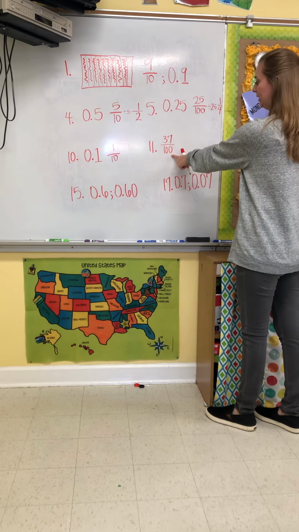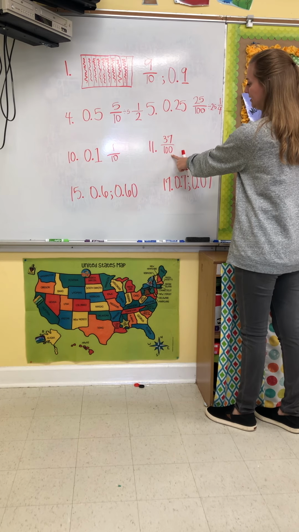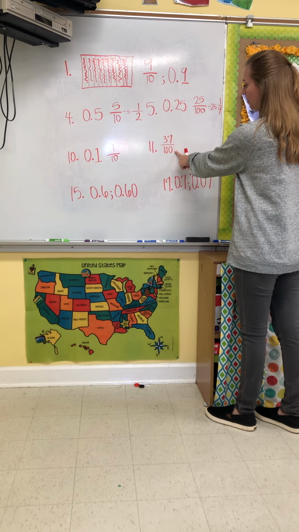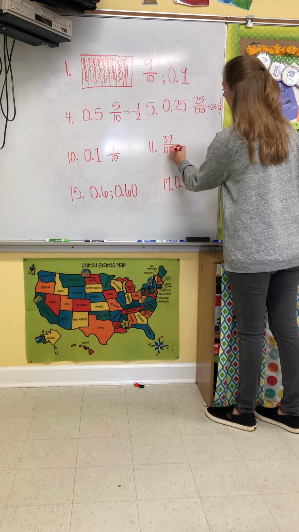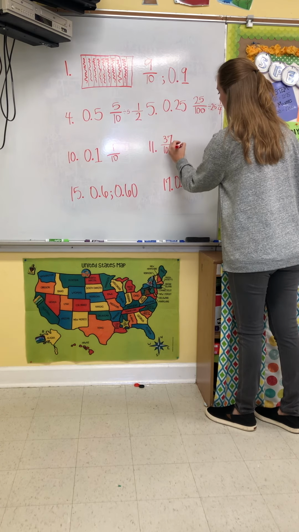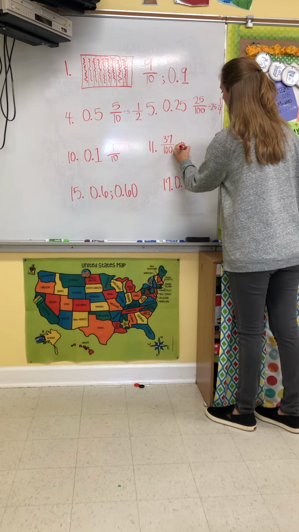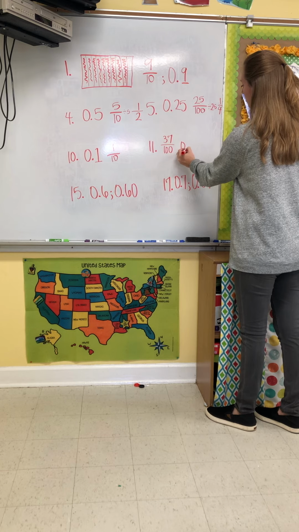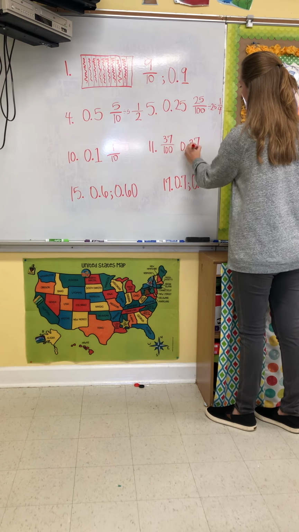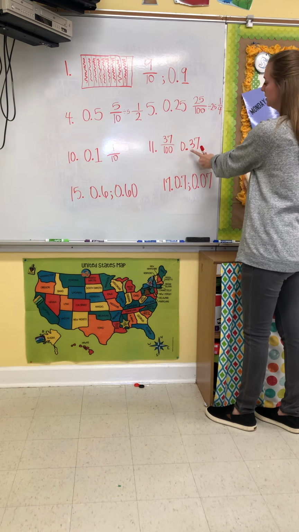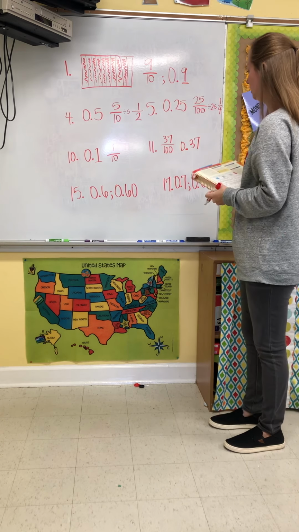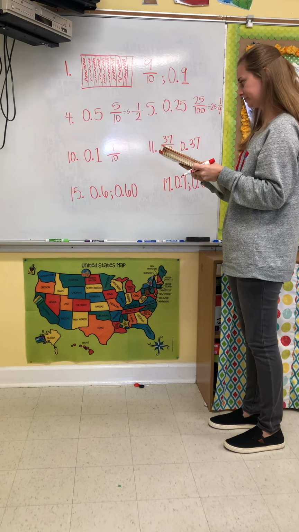37, we know we're working with a fraction, and we have 37 hundredths. So the 37 is going to be in the hundredths spot. We don't have a whole number, so that's going to be 0. Do our decimal, and then 37 goes in that hundredths spot. Okay, so that's how you do number 11.